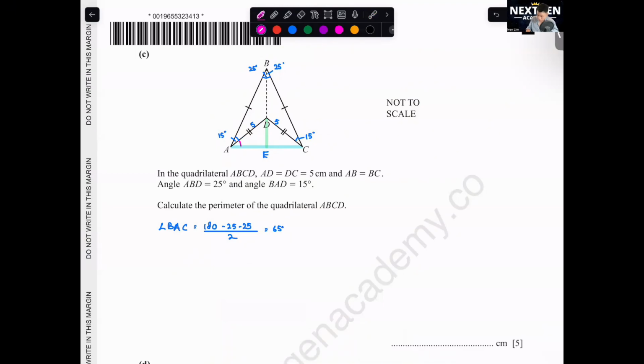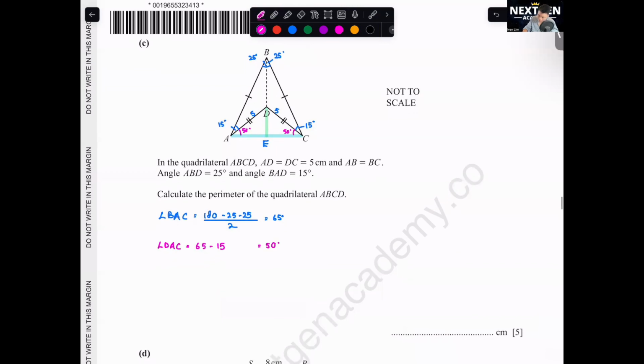So this little small part here is equal to 65 minus 15. What's this one? Angle DAC is equal to 65 minus 15, which is 50 degrees. Here also 50. Okay, why did I use this? I want to use this triangle. I find here, then I take this whole thing over here. Then I can use this entire triangle. I'll show you how I do it. I will use this triangle here first.